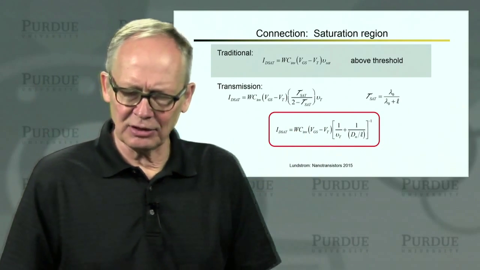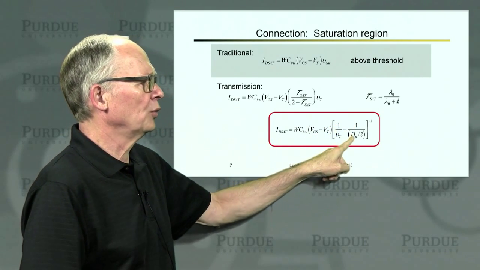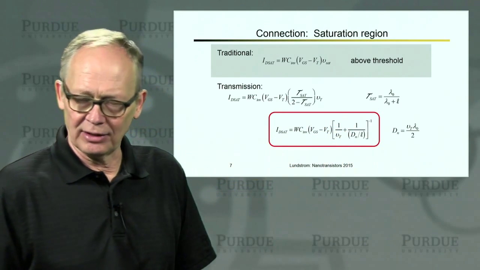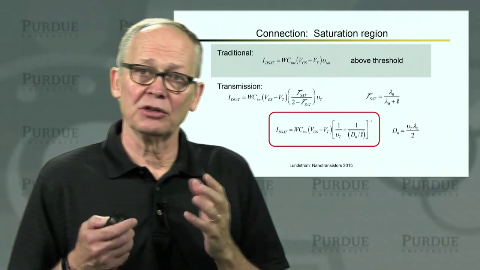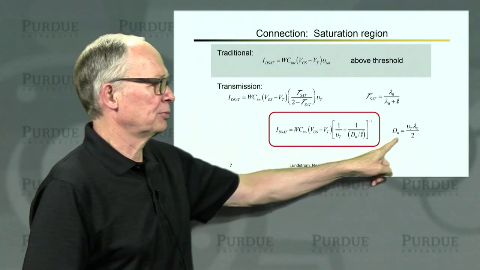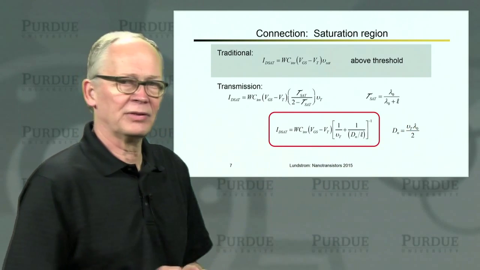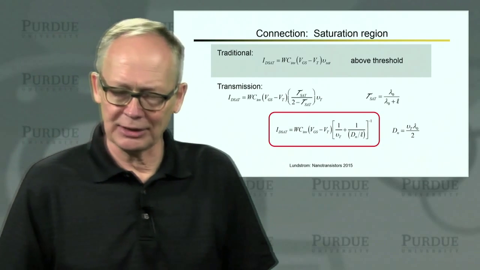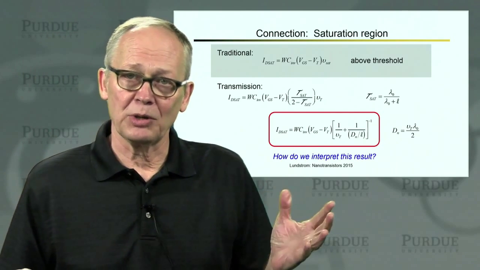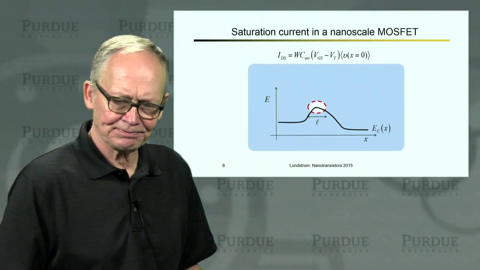And this velocity looks a little different. It's 1 over the thermal velocity plus 1 over D divided by L, where D is just our normal scattering limited diffusion coefficient. This is an expression that we developed earlier in Unit 4. Thermal velocity times mean free path divided by 2. So the question is, what does this mean? How do we make sense of this expression?